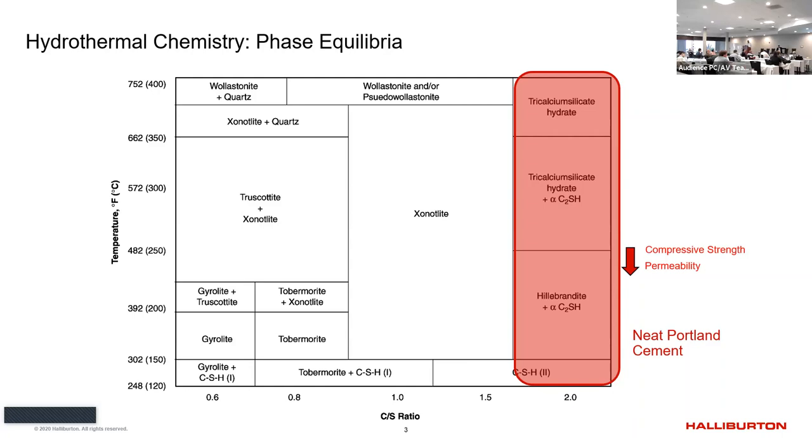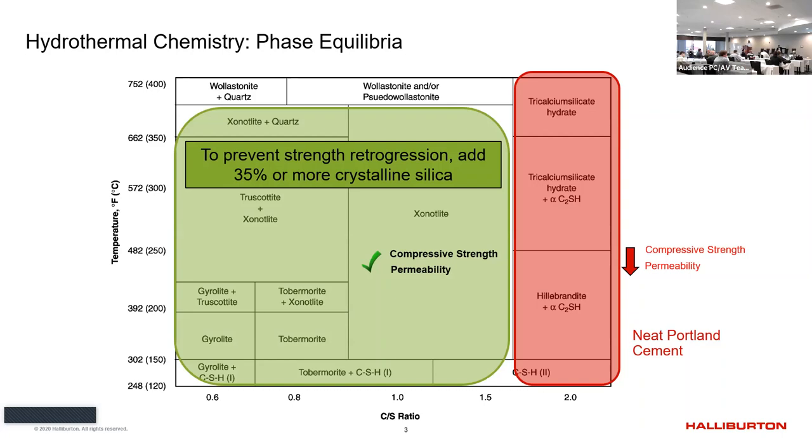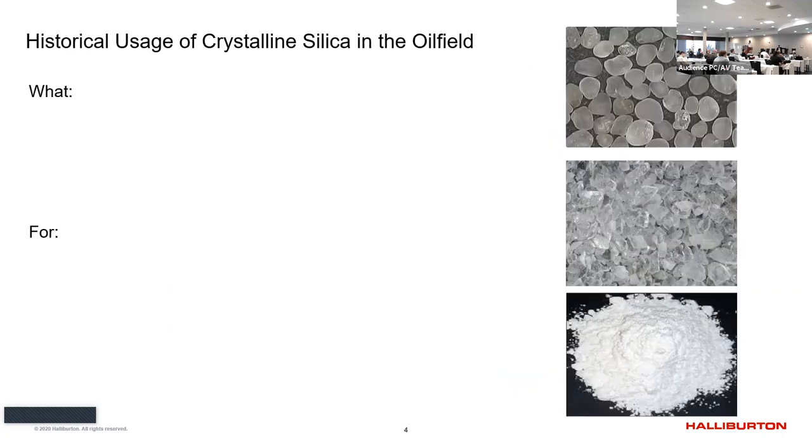Temperature is on the y-axis, and the higher you get, the worse it gets. But like the traditional method, if you get more crystalline silica in there, you can stay in this green zone, which retains your cement properties and strengths, permeabilities, mechanical properties that you want, right? Now the task we were given was to try to get similar results, but not use crystalline silica. The key word being crystalline here. Take out the crystalline.